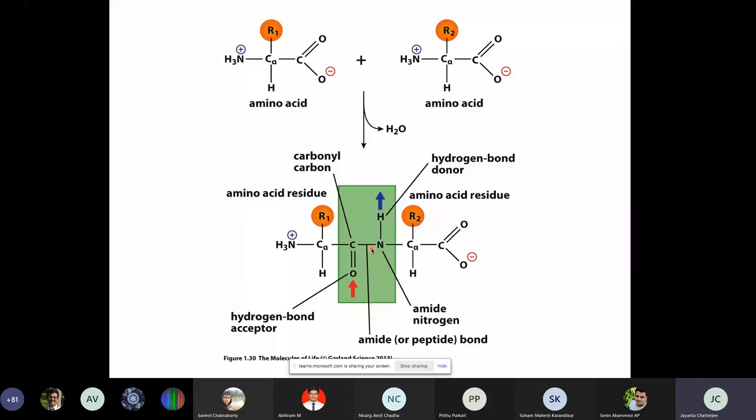this bond gets a partial double bond character. If this gets a partial double bond character, you have p orbitals above and below the sigma bond, and that is why you have a double bond character. It means all these are sp2 hybridized: this nitrogen, this carbon, this oxygen, this hydrogen are all in a plane. That is why amide bonds are planar.